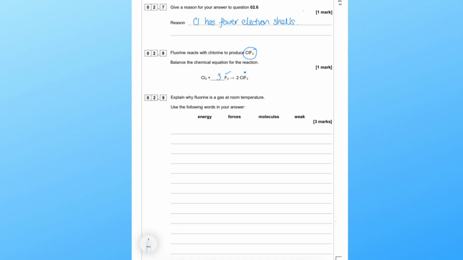Explain why fluorine is a gas at room temperature. Now, fluorine is a simple covalent structure, so that means there's weak intermolecular forces between the molecules which need little energy to break them.